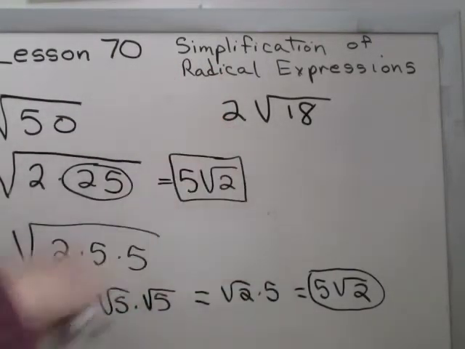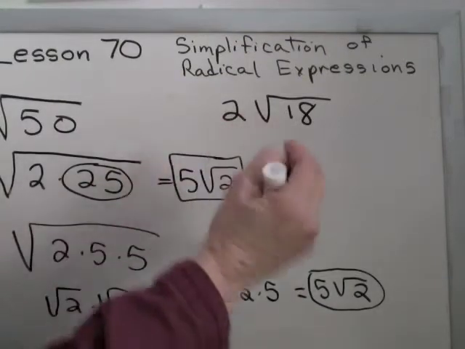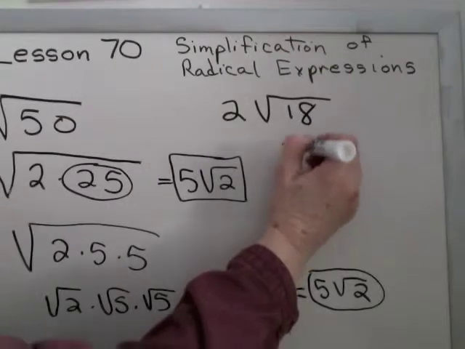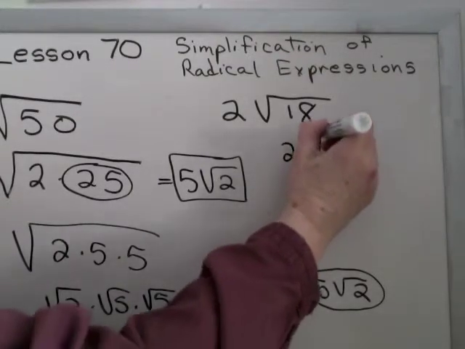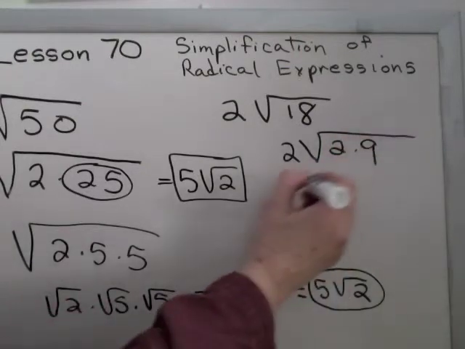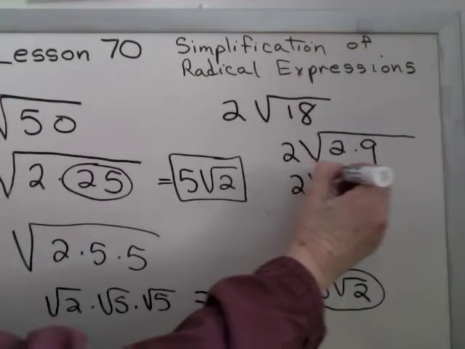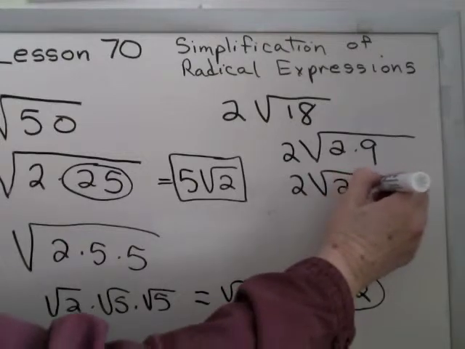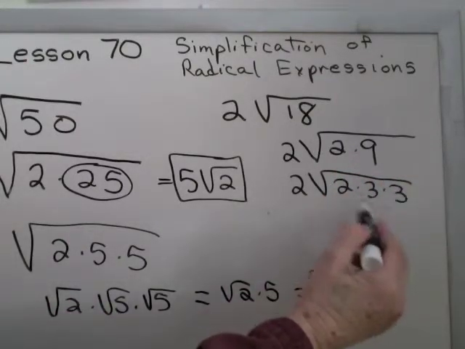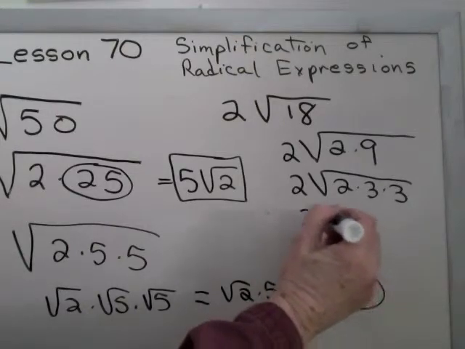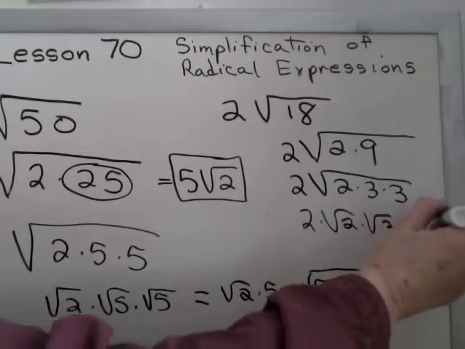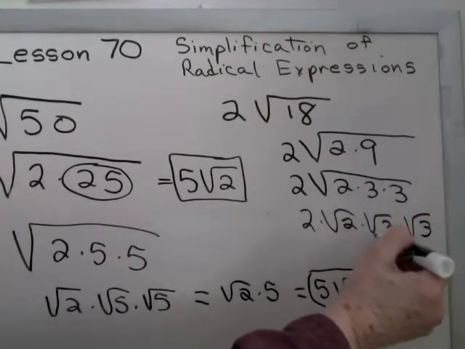Now, here's another example I'm going to do. 2 rad 18. So again, I take the rad 18 and break it up into primes. So I'm going to keep the 2 outside, and 18 is 2 times 9. So then I break it up again, and it's 2 times 3 times 3. And again, this is going to be 2 radical 3's, so 2 times root 2 times root 3 times root 3, and 2 radicals times each other.